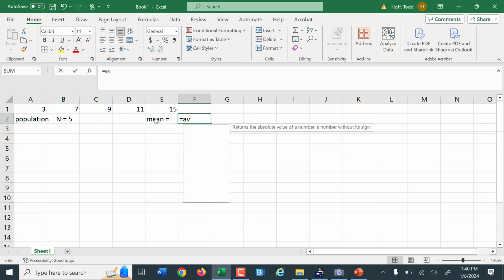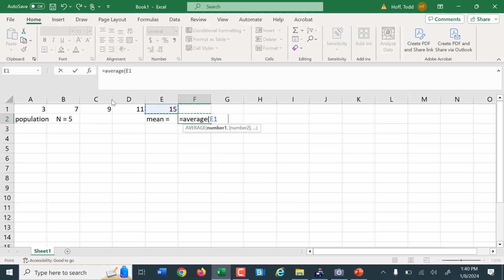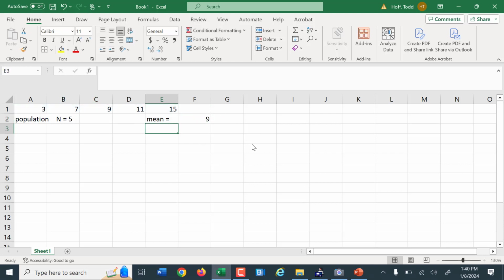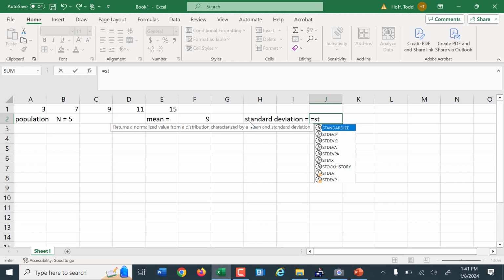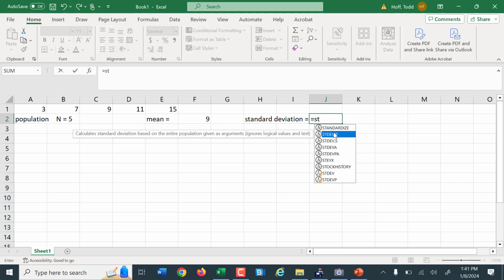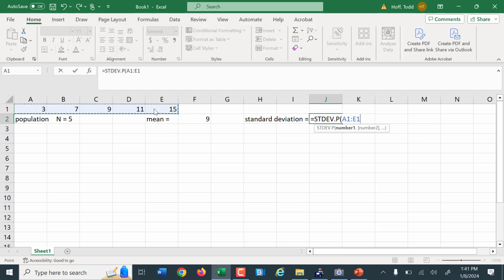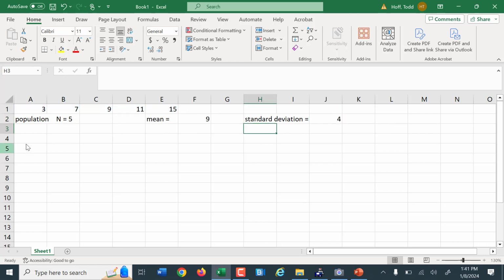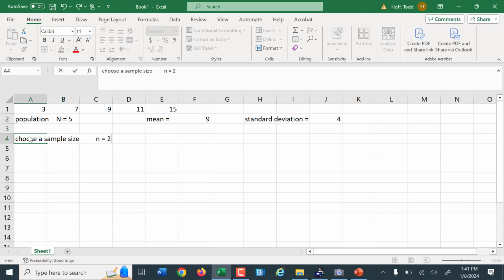The mean of this population, if I add those up and divide by 5, is going to be 9. Standard deviation, making sure I'm using the population standard deviation, is 0.4. So now I'm going to choose a sample size, and what I'm going to choose is just little n equals 2. So I'm only going to select 2 items from this population.